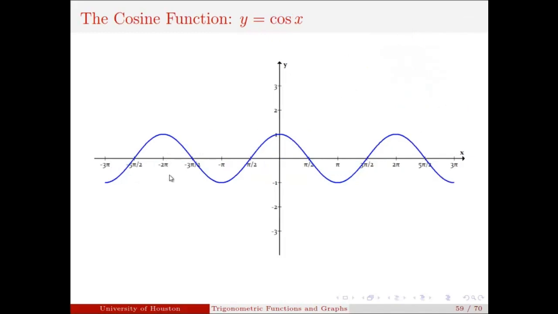The graph of the cosine function has essentially the same shape. Note that when theta equals 0, the value of cosine is 1. Therefore, this graph has a y-intercept of 1. The cosine function is also periodic with period 2 pi. Its domain is also all real numbers, and its range is also the closed interval -1 to 1.